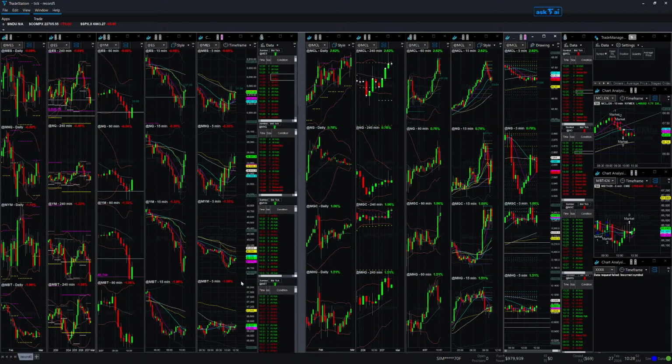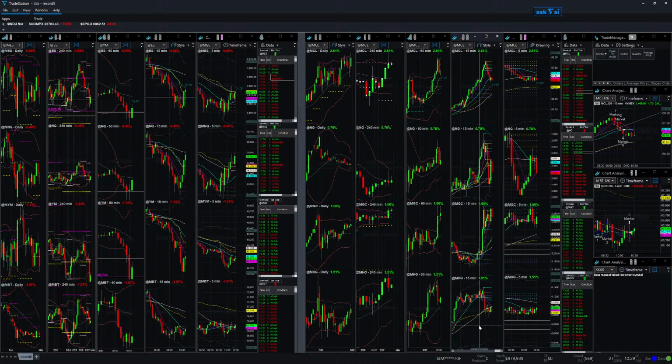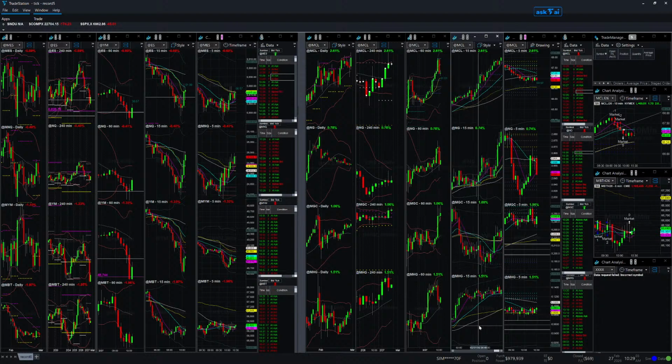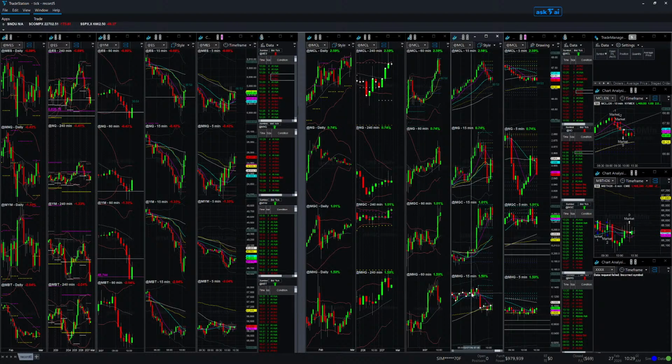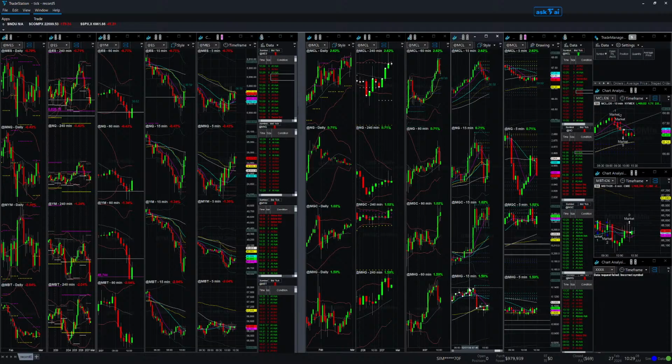Let's see here. Look at the Nasdaq, bro. Holy shit, what a fake out, bro. Still going. And the NQ still holding, continuing to make higher lows. Higher lows in the 5 minute.